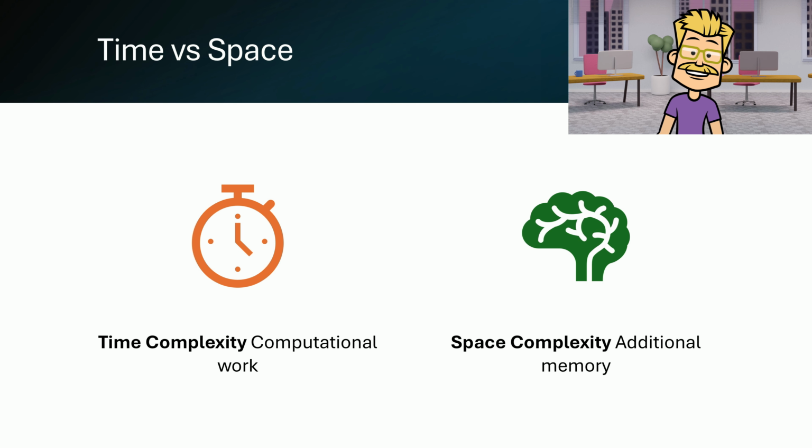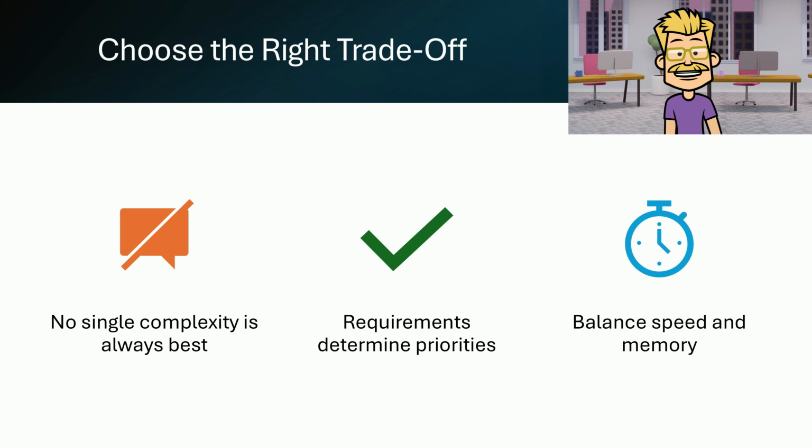Remember, time complexity is about speed. Space complexity is about memory. Neither one is always more important than the other. The best solution depends on the problem you're solving.